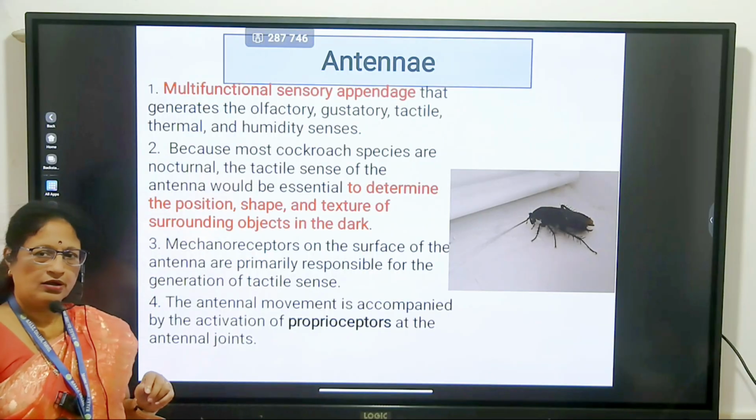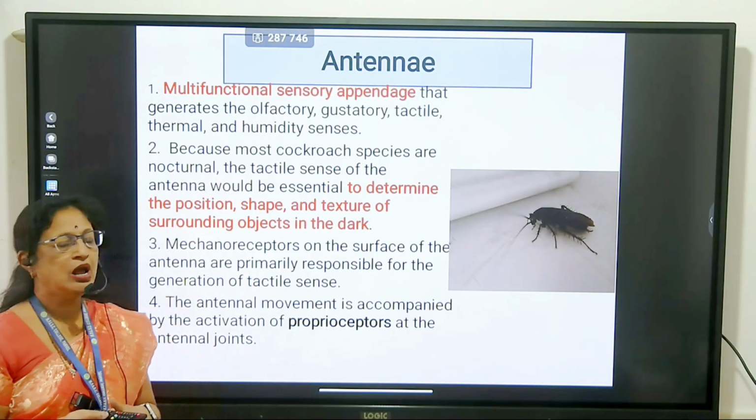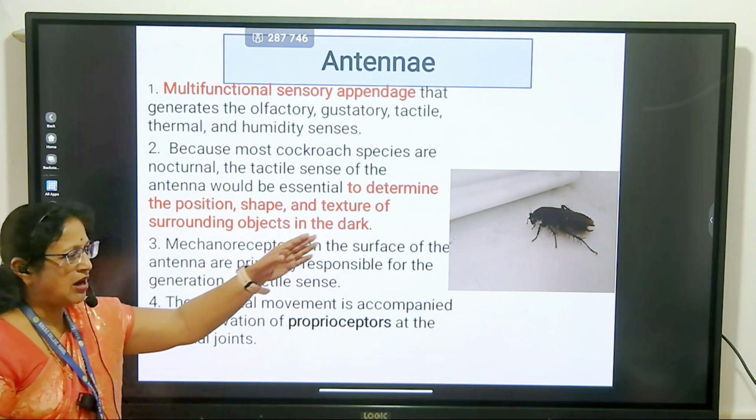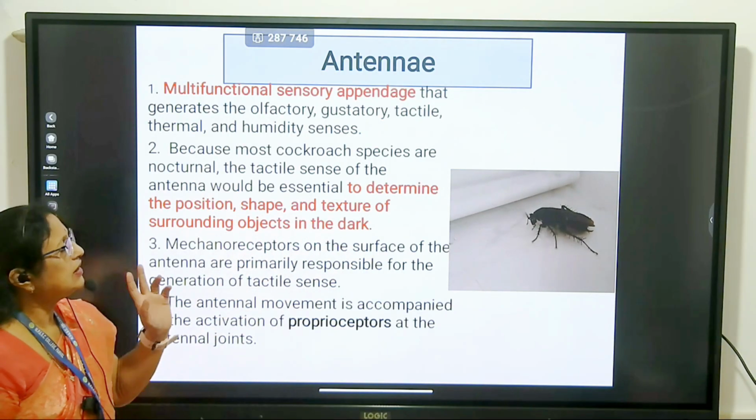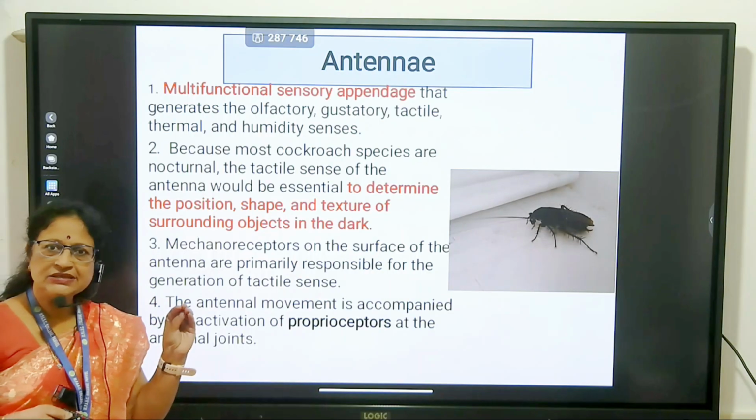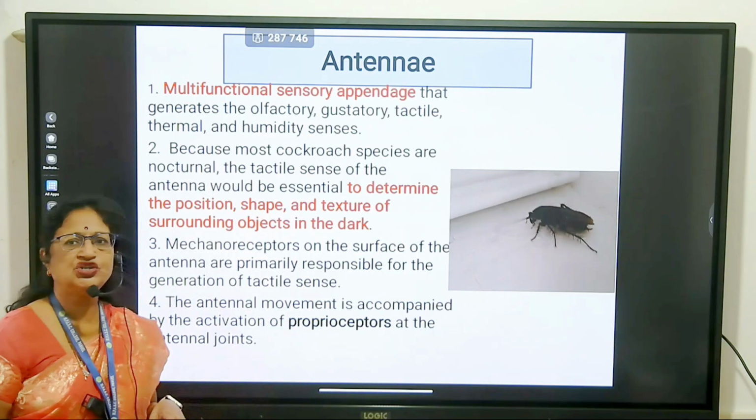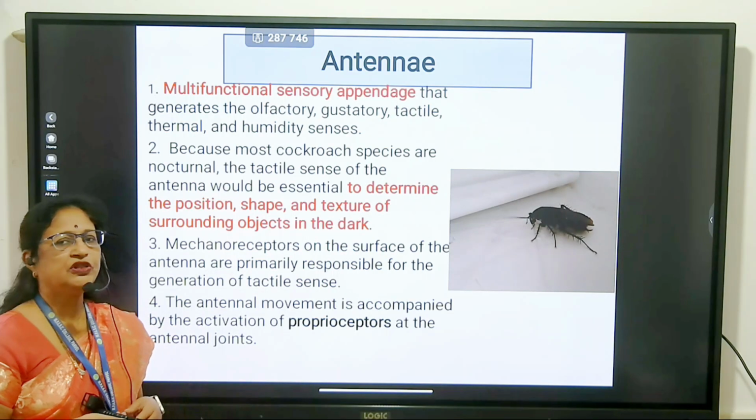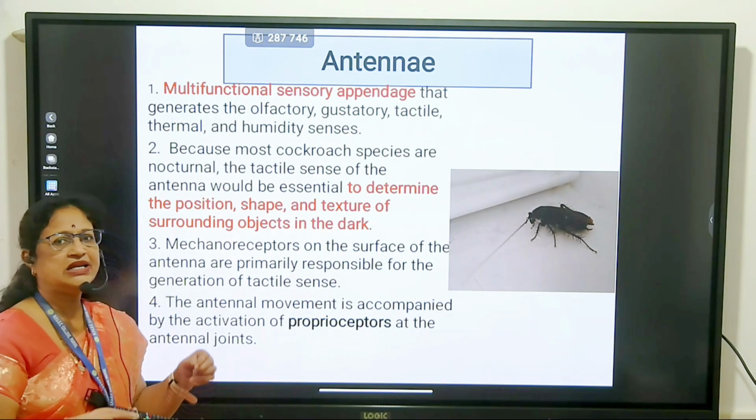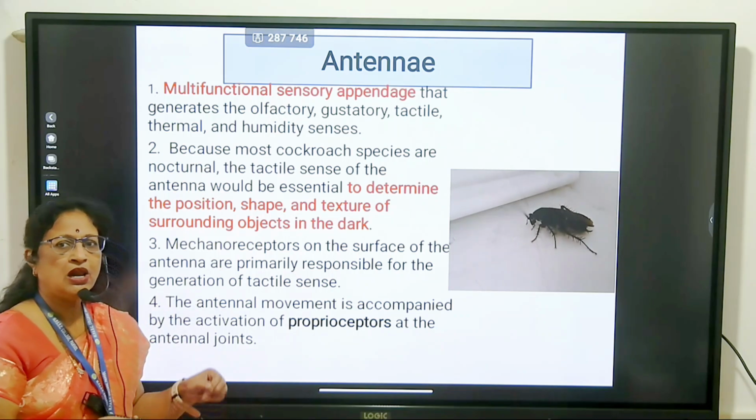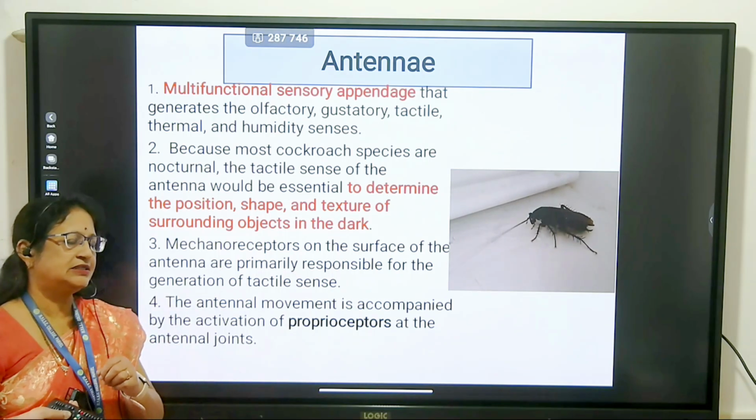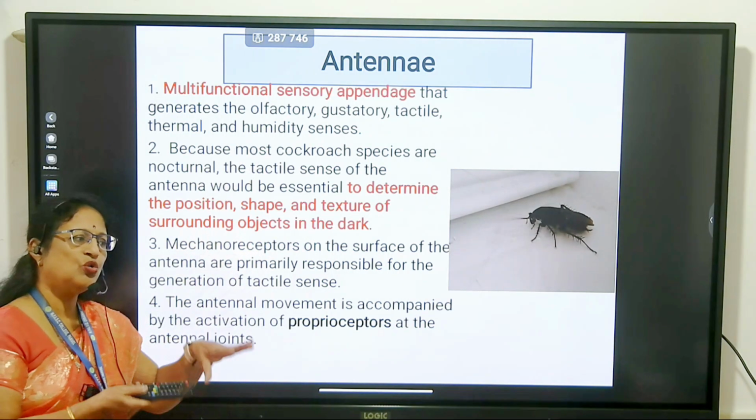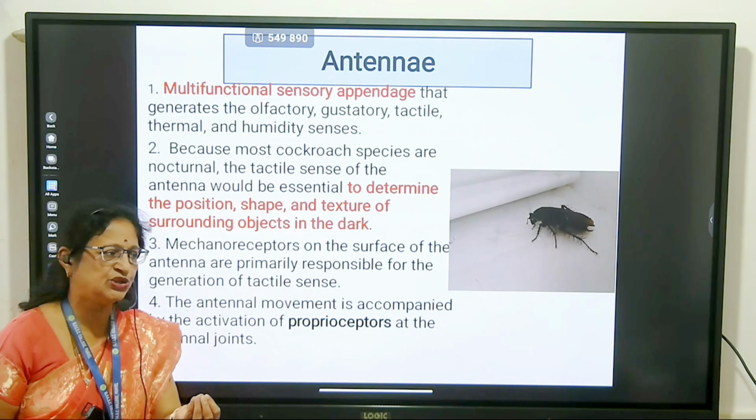Then the next organ, actually a sensory organ, is the antenna. Now see, the movable part in this figure is the antenna. This antenna is a multifunctional sensory appendage which generates olfactory, gustatory, tactile, thermal and humidity senses. So actually it gives five functions. It shows five different kinds of sensation.